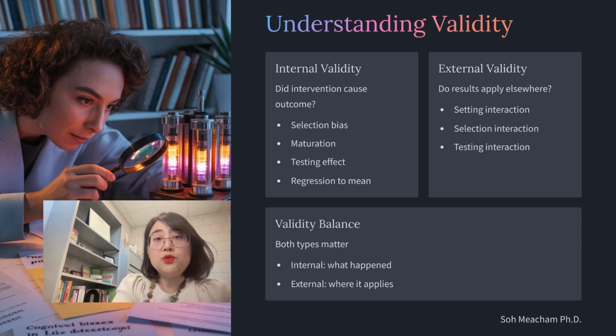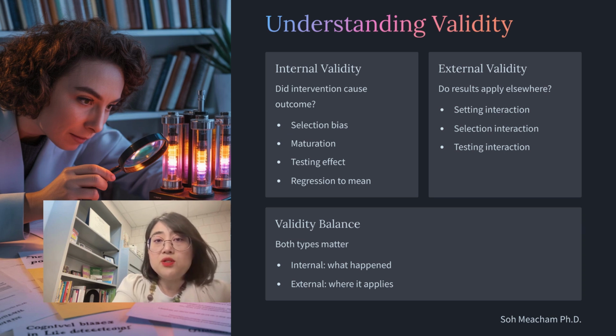Interaction of selection and treatment happens if only highly motivated teachers volunteered for your study. Thus, results might not apply broadly across all teachers who may have varying levels of motivation or experience. For instance, if a study on a new teaching method only includes teachers who are enthusiastic about innovation, the results might not apply to teachers who are resistant to change. It's like testing a new workout routine with fitness enthusiasts and then recommending it to couch potatoes.